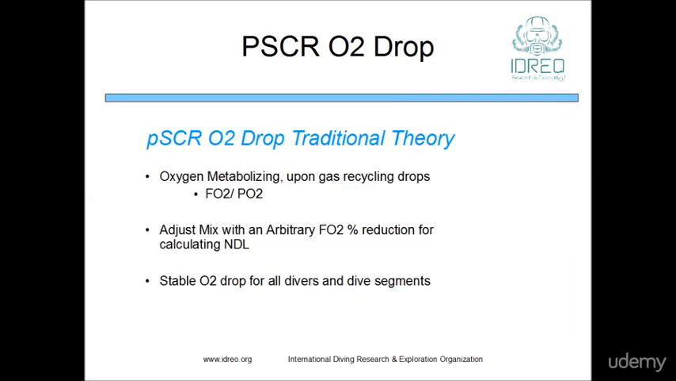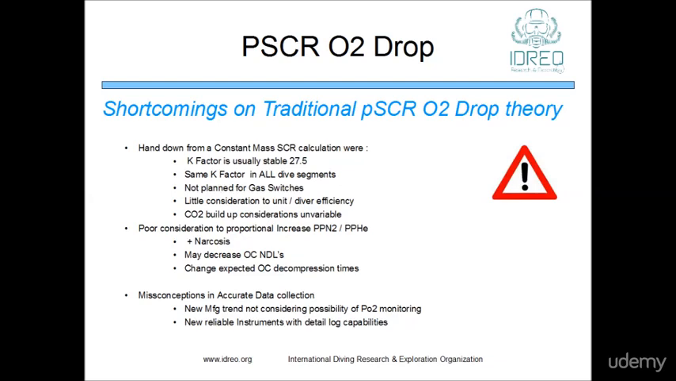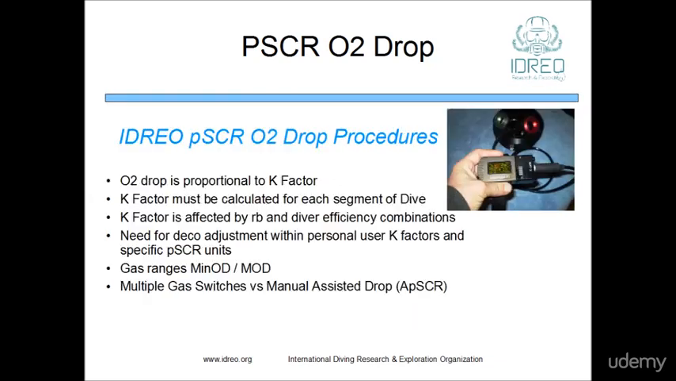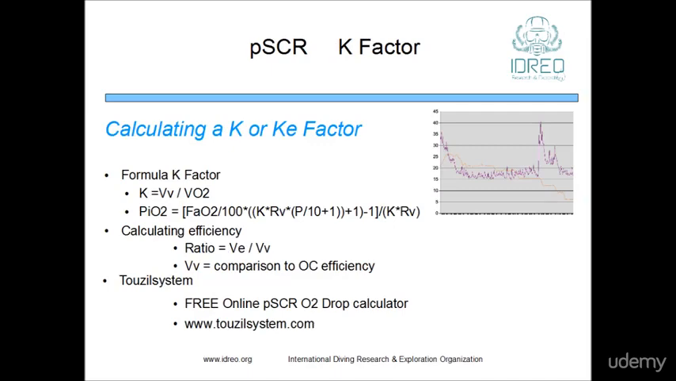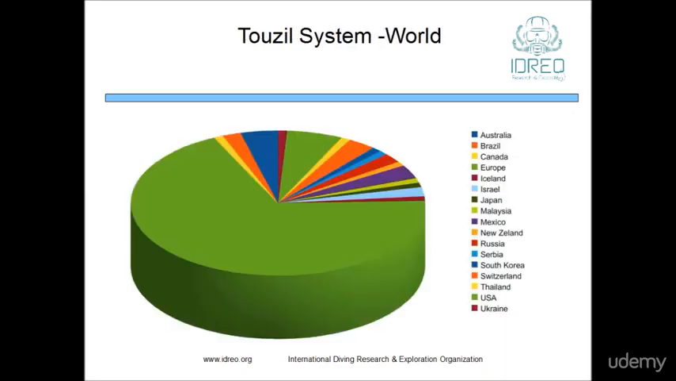We are aware that passive semi-closed rebreather traditional theory in oxygen drop has some shortcomings, especially because it is believed that all divers and units are the same. On the contrary, Hydrio supports and promotes each diver and rebreather calculation to be done separately. Furthermore, it should be done in each dive segment.